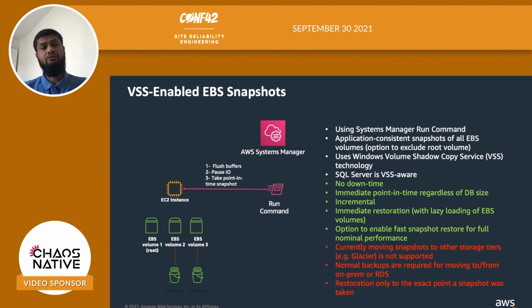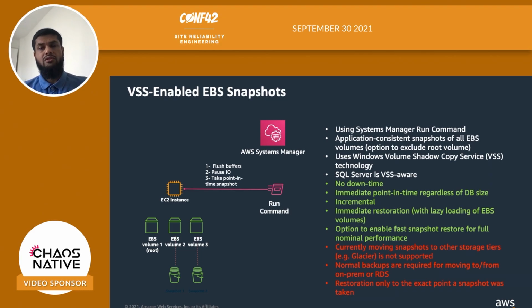Now let's talk about VSS, the Windows Volume Shadow Copy Service. It's a solution that orchestrates the OS and application access to underlying I/O, enabling crash-consistent snapshots of underlying storage without any application downtime. SQL Server is VSS aware, therefore you can use the VSS agent to snapshot SQL Server instances. This is made much easier for you when you run SQL Server on Amazon EC2.